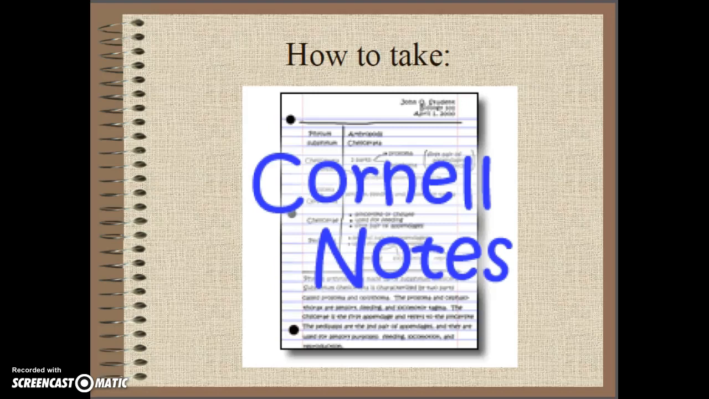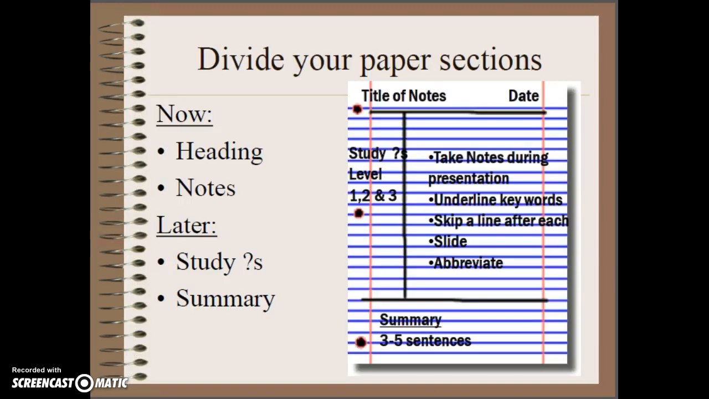Hey, McKinney here. We will start a new note-taking strategy that we'll use throughout the rest of the year. We'll alternate. This one is called Cornell Notes. If you look, your paper is already divided into two sections for you. You have the title of your notes at the top, and then your notes with a couple fill-in-the-blanks that we'll fill out as we go along.